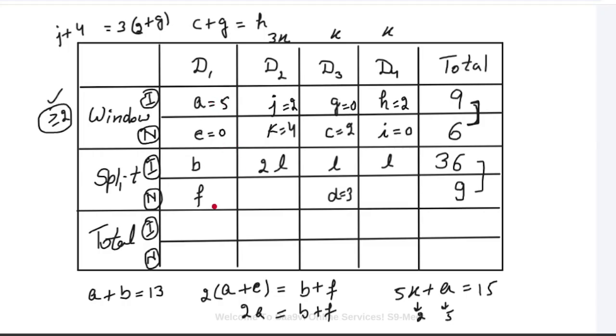Now going to the bottom. Now these numbers are done. Now A plus B is equal to 13. Now A is 5, that means B is equal to 8. Twice of A, that means twice of A is 10. B plus F. B is 8, that means F is equal to 2. Now all these things are also done at the bottom and top. Let's rub them all.